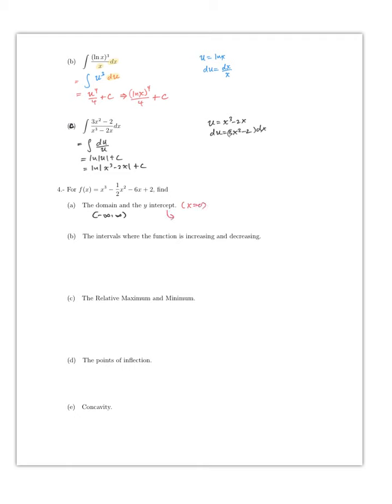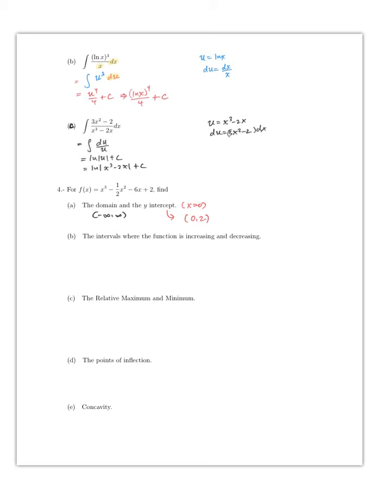So if x equals 0, this will be 0, this will be 0, this will be 0. So the only thing left is 2. So this will be the point (0, 2). Okay.